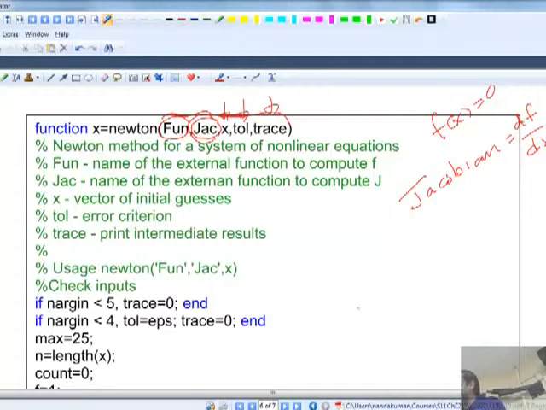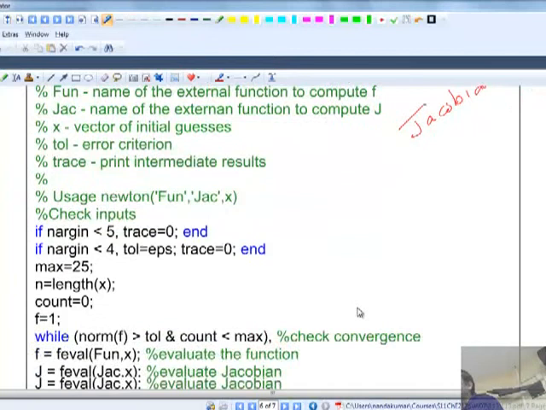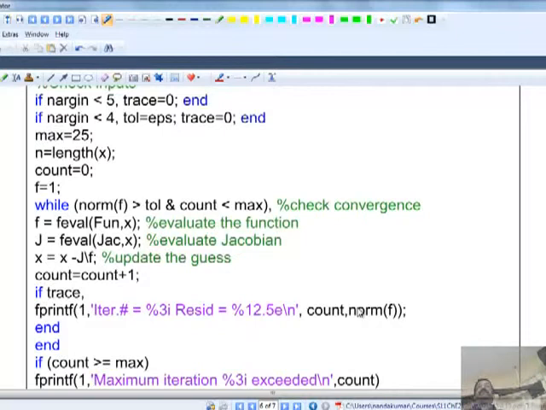I want you to study this. I am not going through it line by line because it's built on the previous ones, but every one of you should be able to decipher this. So I might take this algorithm, put an error there and ask you to find it, just to make sure that you are able to do this.